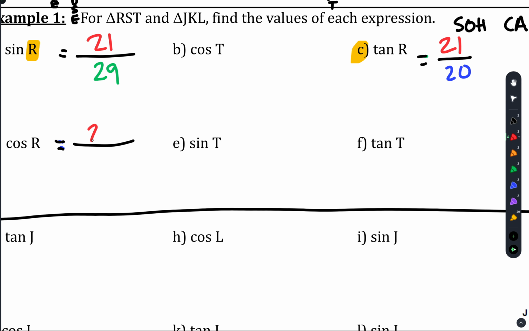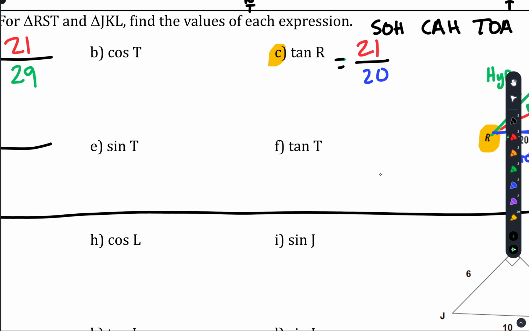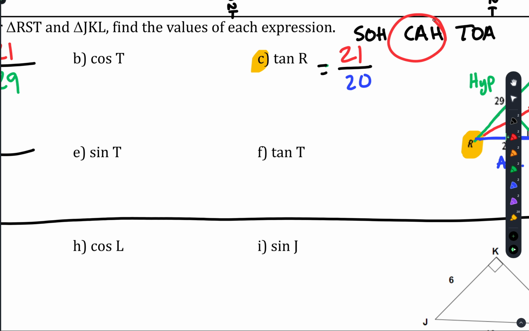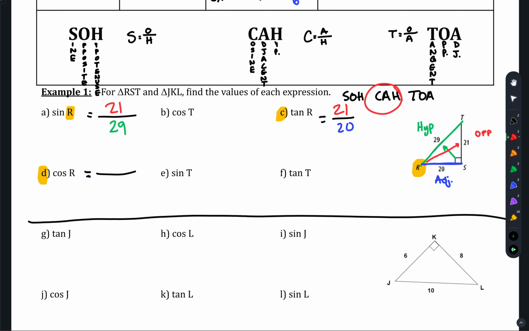Oh, I'm doing the wrong problem. Sorry, we're doing cosine. Oh gosh. Cosine is ka, adjacent over hypotenuse. I'm looking here. I was looking at the wrong problem. Ka, adjacent over hypotenuse. The adjacent in this problem is 20. The hypotenuse in this problem is 29.